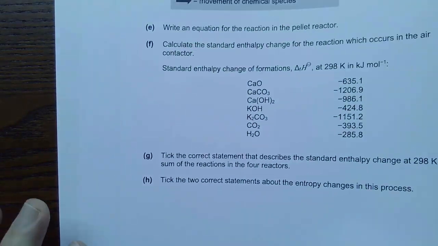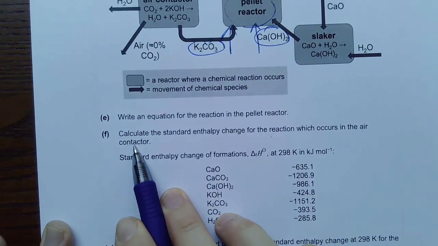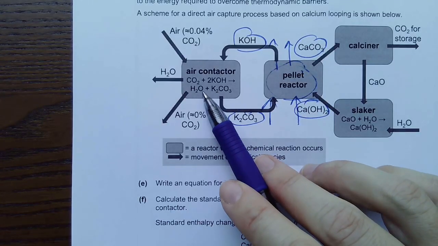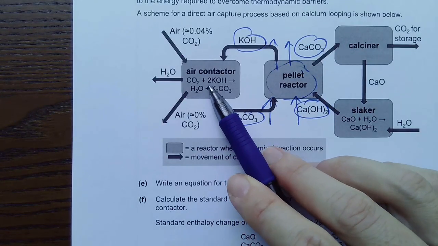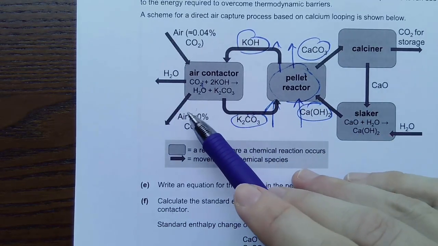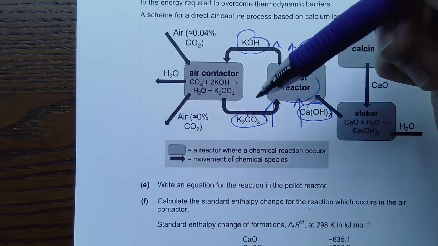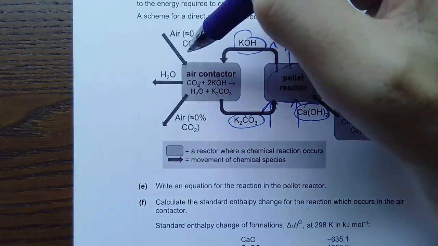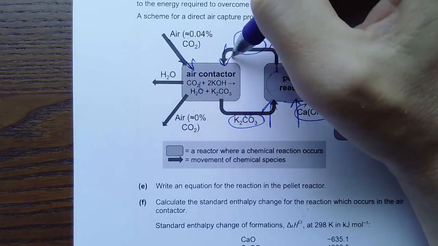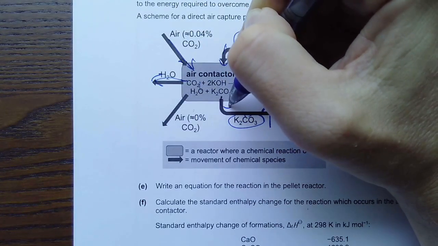Then it says, calculate the standard enthalpy change for the reaction which occurs in the air contactor. So here's the air contactor, and it actually even tells you. I've just realised the first time I did this, I didn't even see this equation, so I worked out the equation myself using the arrows, but it actually tells you. And you can see that lines up, right? Because there's CO2 coming in, and potassium hydroxide coming in, and then there's water going out, and potassium carbonate coming out.